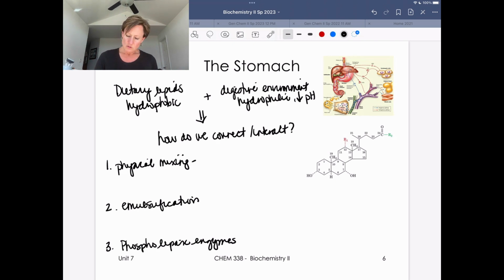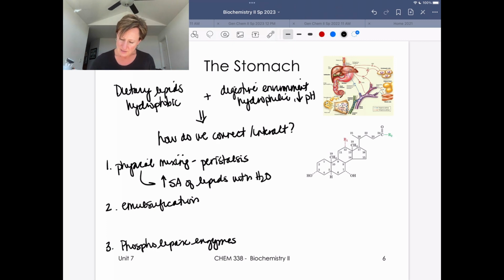Okay, so talking first about this concept of physical mixing, right? We are going to use peristalsis for this. That's the rhythmic contraction of your GI tract that allows us to physically mix things together. And the purpose of that physical mixing is we are going to increase the surface area of the lipids with water, which is going to be important because we have enzymes in that hydrophilic space. So we need to have those surfaces interact.